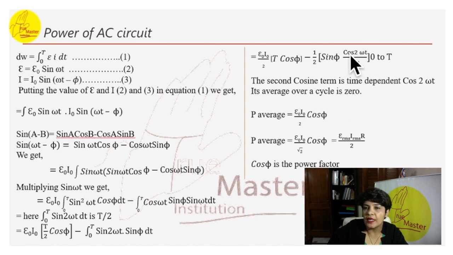This value becomes 0. Why? Because its average over a cycle is 0. So we are left with only this element. So average power equals E naught I naught by 2 cos phi. Or we can write P average is equal to E naught I naught by root 2 times cos phi, equals E RMS I RMS cos phi. Cos phi is the power factor.